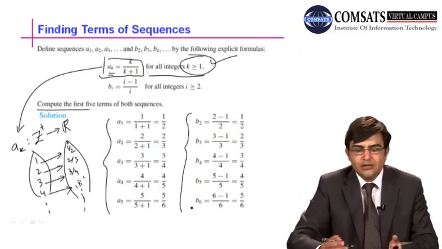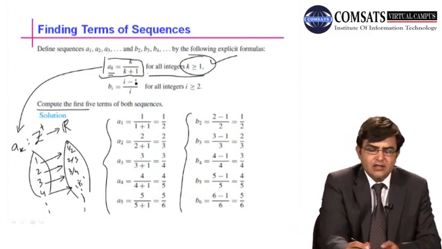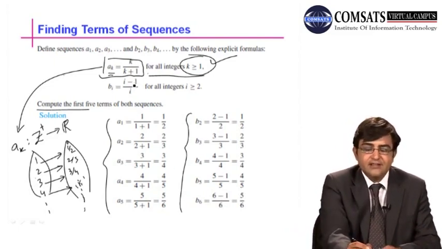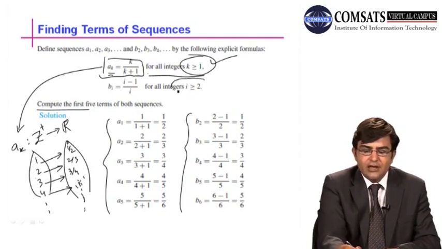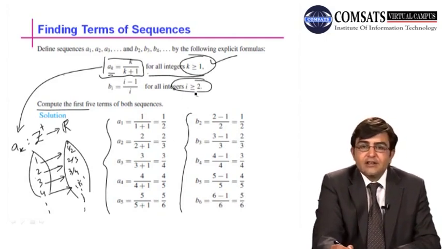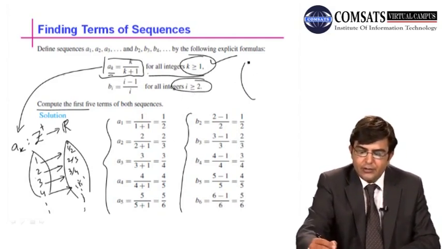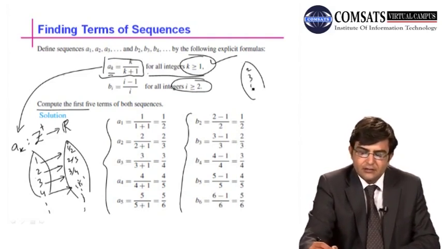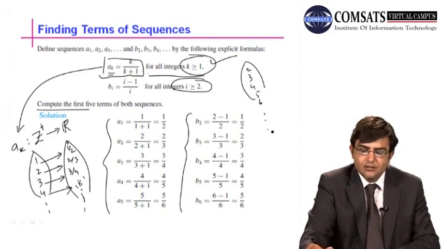Similarly, we have this sequence b_i. Here I have told you that the variable is not important. We can define any variable to write the general term of a sequence. Here we have written k, here we have written i: b_i equals i minus 1 over i for all integers i greater than or equal to 2. Now the domain of this sequence b_i is 2, 3, 4, 5, 6 and so on.